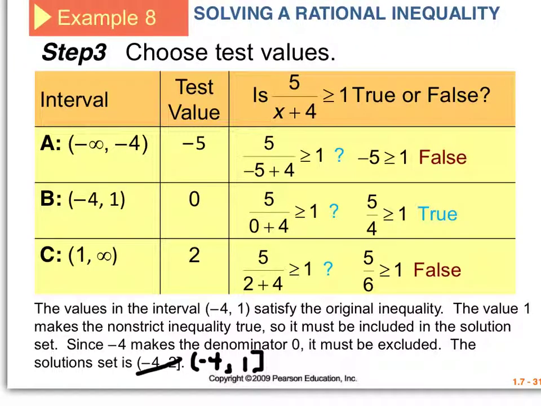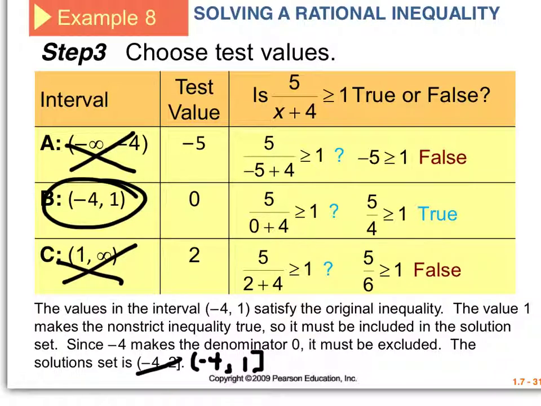Okay, so this slide shows us these values tested. When I test the -5, I get a statement that's false, so that interval is not included. When I test a value of 0, I get a true statement, so that interval is included. And when I test a value of 2, I get a false statement, therefore that interval is not included.